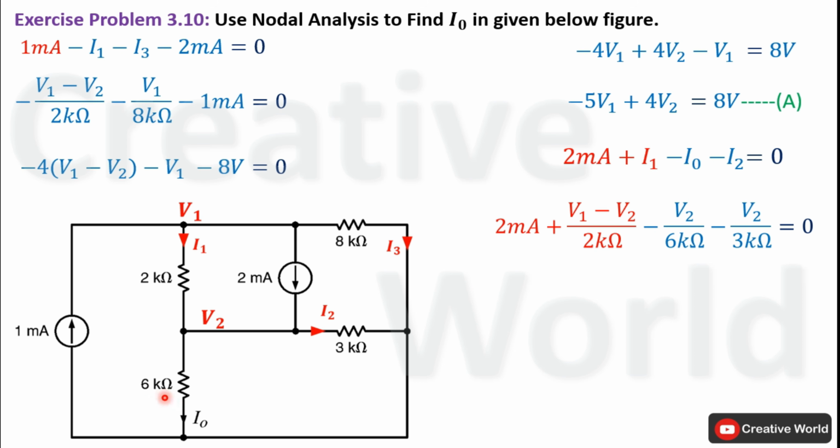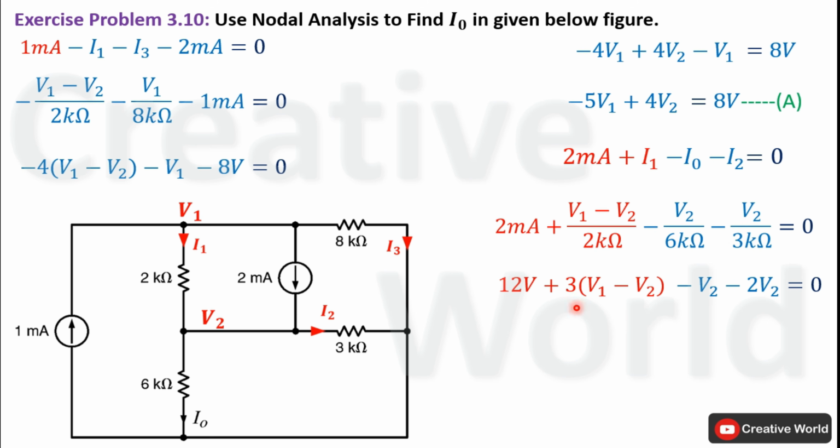Now again we will multiply this equation on both sides with 6 kilo ohm in order to omit all denominator values. Product of 6 kilo ohm and 2 milliampere will result 12 volt. Here product of 6 kilo ohm will cancel out with 2 kilo ohm in denominator. Only 3 will left and that 3 will be multiplied with V1 minus V2. Here product of 6 kilo ohm will cancel out with 6 kilo ohm in denominator, only V2 will left. And here product of 6 kilo ohm will cancel out with 3 kilo ohm in denominator, only 2 will left and that 2 will be multiplied with V2, it will become 2V2.